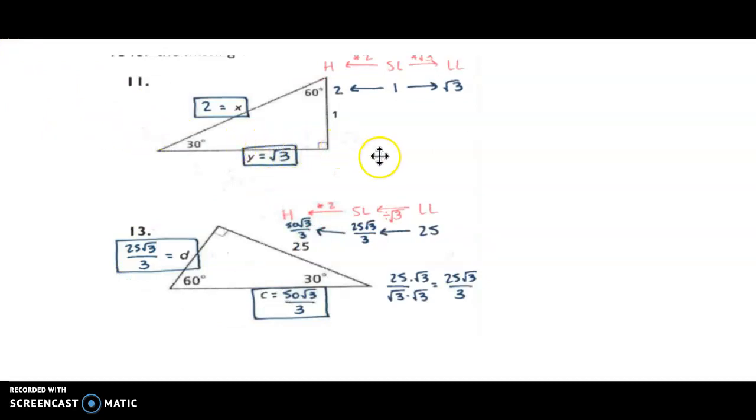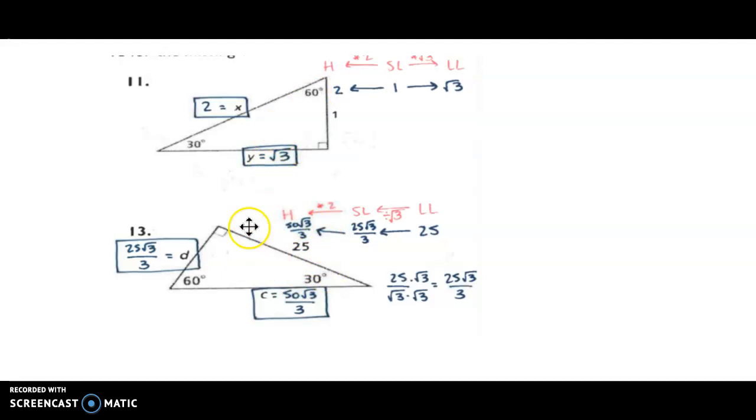And this one, I believe, yeah, you're given the shortest side of 1. And so double that is going to be the hypotenuse. And then 1 times root 3 is just root 3. So that's your medium length across from the 60. All right.